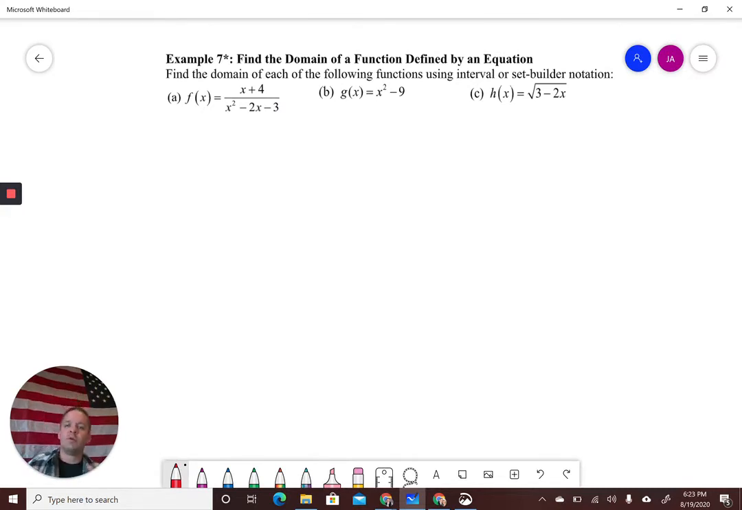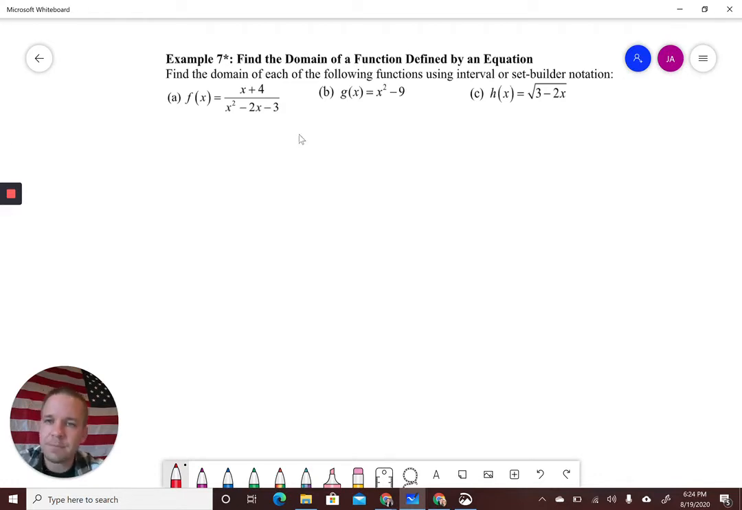All right, let's talk some domain here. We're using some equations here of various functions. So let's look at letter A here. Find the domain of each of the following functions using interval notation. We're going to use some interval notation here. I believe in your online book, they want you to use interval notation as well. That's with the parentheses and the brackets and the union and the intersection. Yes. Fantastic.